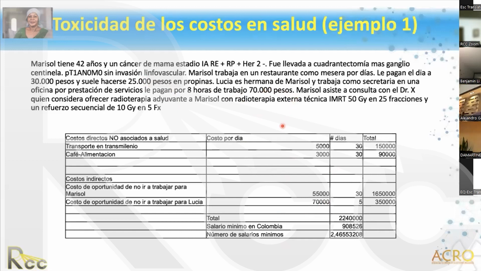Why should we consider the patient and her family? Because Marisol was seen by a doctor, and he ordered radiotherapy to the breast with 50 grays in 25 fractions, and then a reinforcement of 10 grays in 5 fractions. So what are the direct costs not associated to health for her to go there? She needs 5,000 pesos every day. That means $1. And she also needs to have a coffee and something to eat for 30 days.